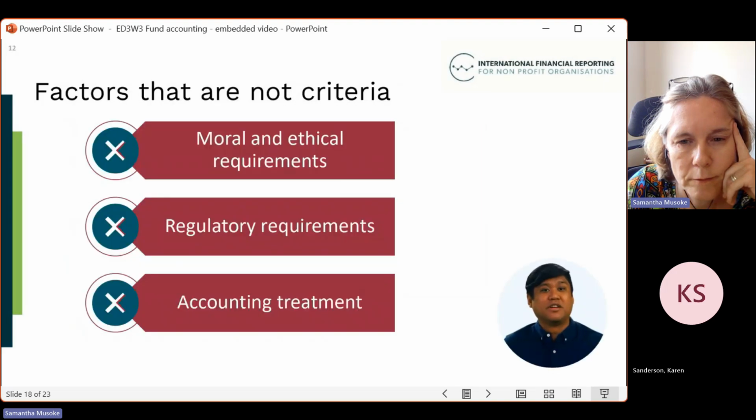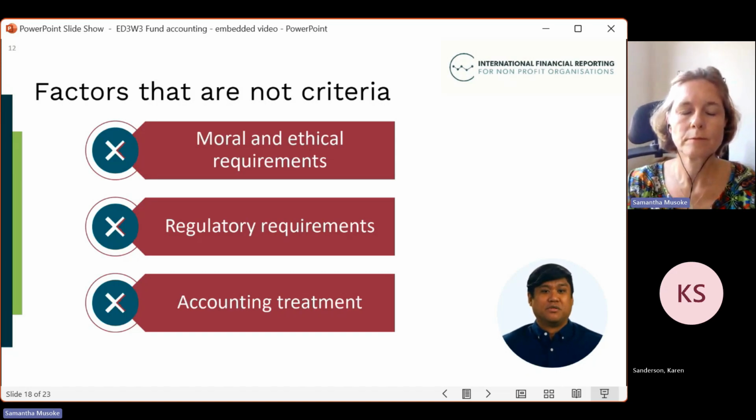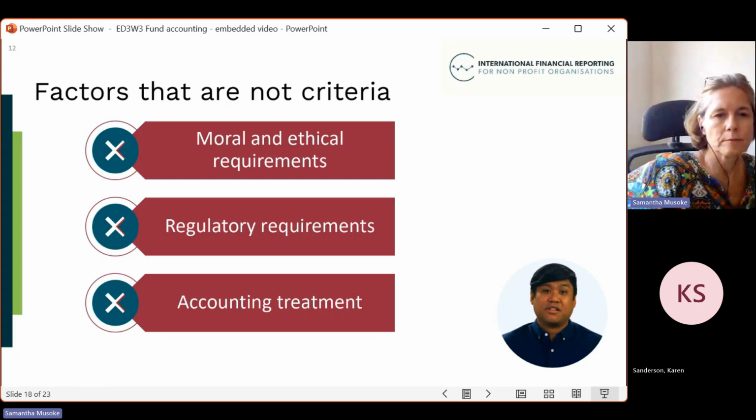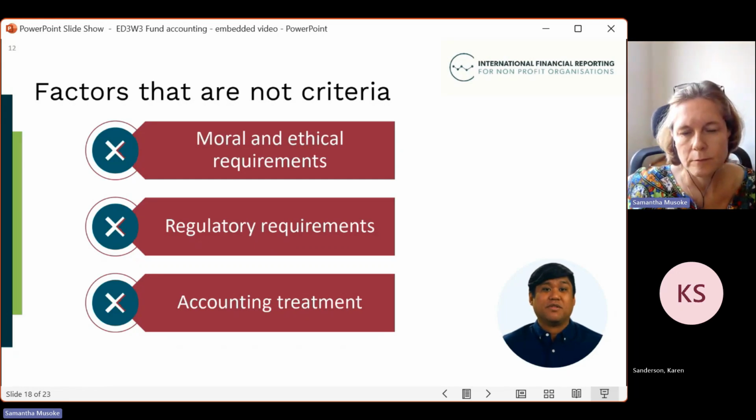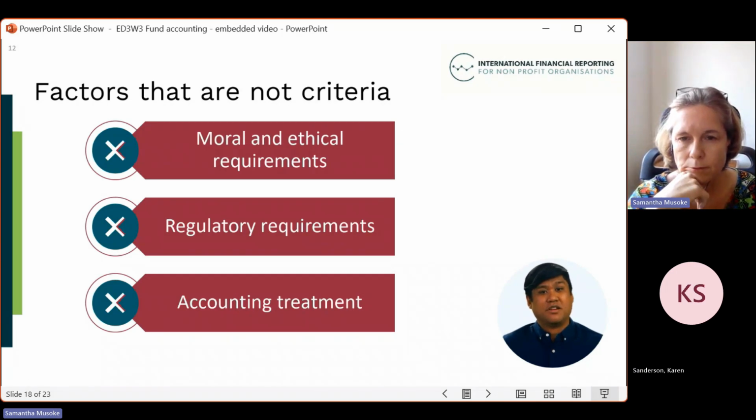In developing the criteria, a number of factors were considered. The following were not considered to be criteria for deciding whether a fund is to be shown within funds with restrictions. NPOs have a moral and ethical requirement to use all of their resources for their missional purposes. Practically, it might be difficult to separate the moral and ethical requirements relating to the general activities of an NPO from more specific activities. Moral and ethical requirements taken in isolation are not therefore a criterion in determining whether a fund has restrictions.